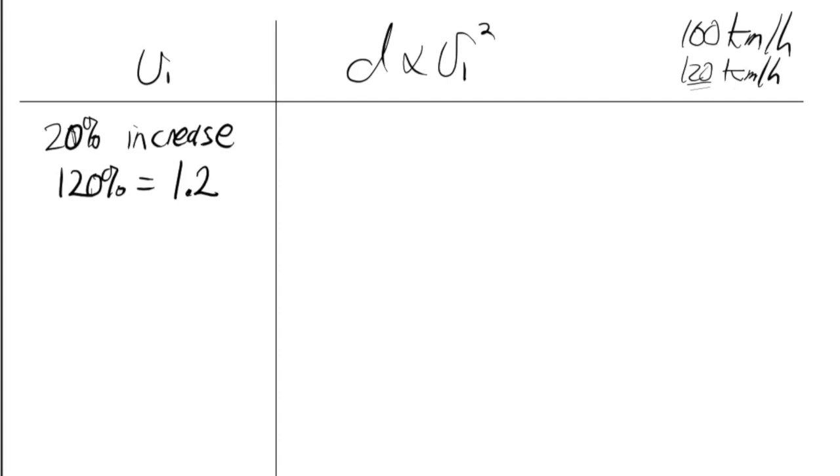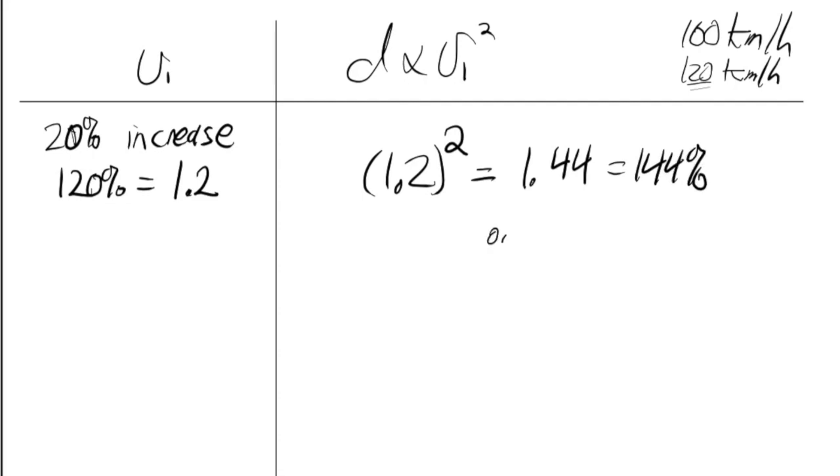So now, to figure out what effect that would have on our D, we take that 1.2 and we square it, which is 1.44, which is equal to 144% or 44% more. And that's a sobering number. A 20% increase in your speed translates to a 44% increase in your stopping distance.